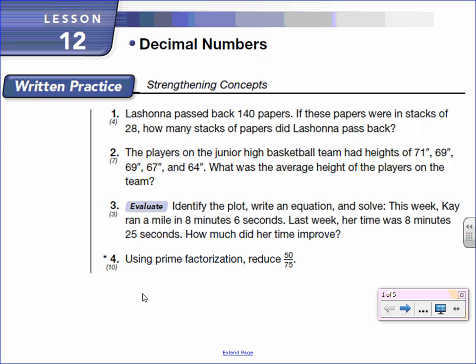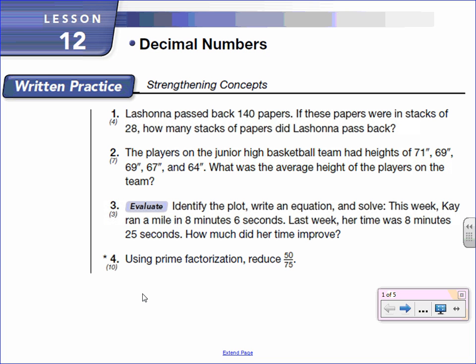Lesson 12 is on decimal numbers. Written practice number 1 says, Lashana passed back 140 papers. If these papers were in stacks of 28, how many papers did Lashana pass back?